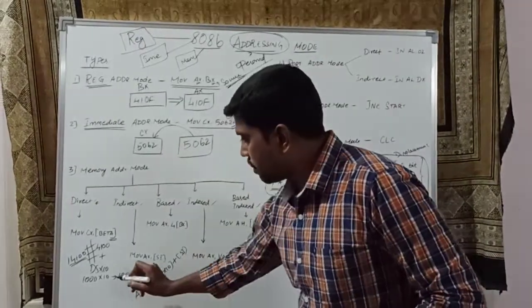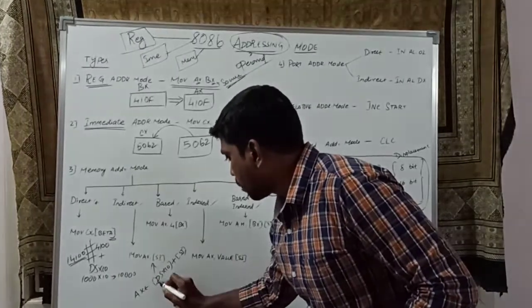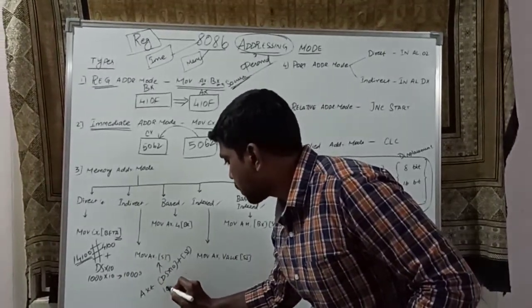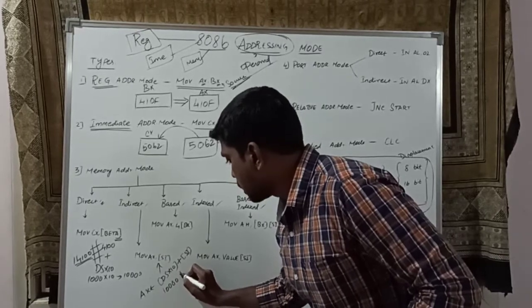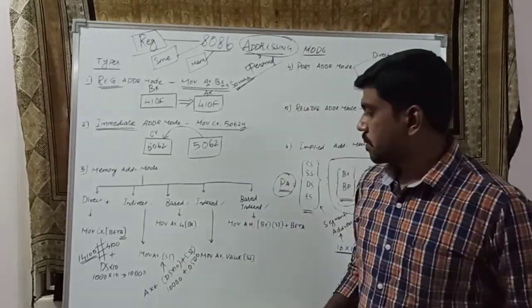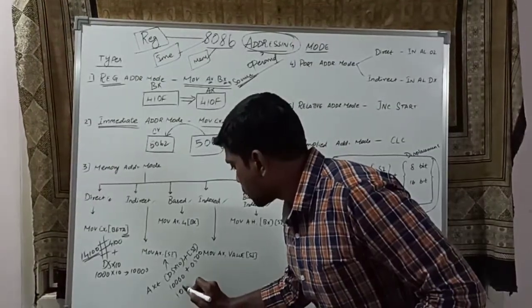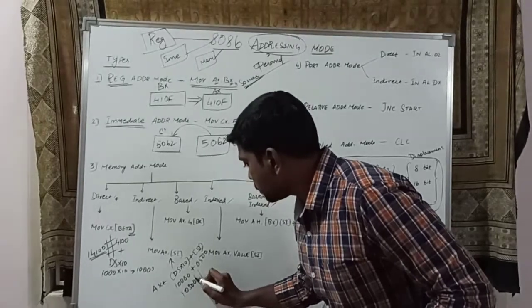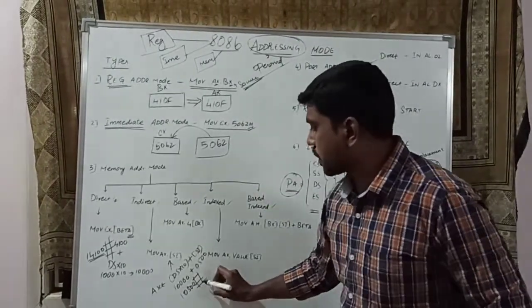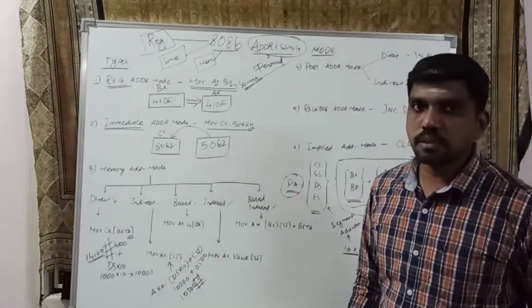Here also I take the same value. The data segment value is 1000. After multiplication, you get 10,000. The SI value is 0500. Just add the two contents, and now you get 10500. In this memory location, whatever content is present is transferred to the AX register.